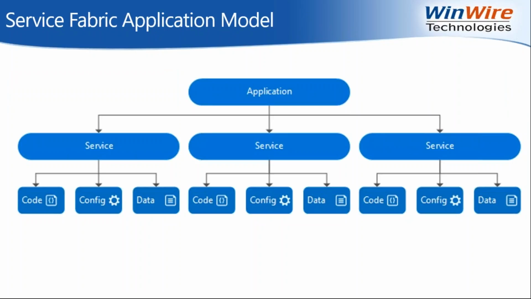Let's take a look at the application model. An application is composed of one or more services, and each service has a code package, a configuration package, and a data package. The code package is nothing but your executable, and you specify the entry point or a setup entry point. The config package contains the configuration settings that you may want to use for the service. And the data package is just any files that you want to use to support your service.